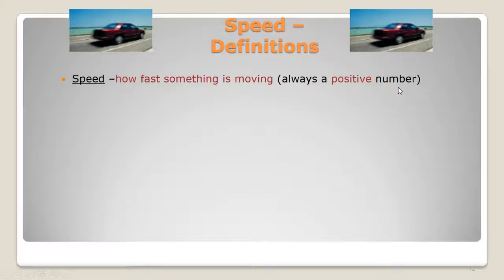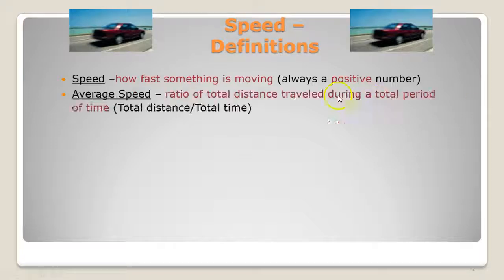Because remember I told you that I can actually go negative 30 miles an hour. And a lot of people don't understand that, but remember that negative and positive in this class means direction only. And when I say here that it will always be a positive number, that doesn't mean that there's going to be a positive in front of a speed. That means really that there won't be a sign in front of a speed. And the reason is because speed is a scalar. We only care about the number. So speed is how fast something is moving. It's always a positive number.